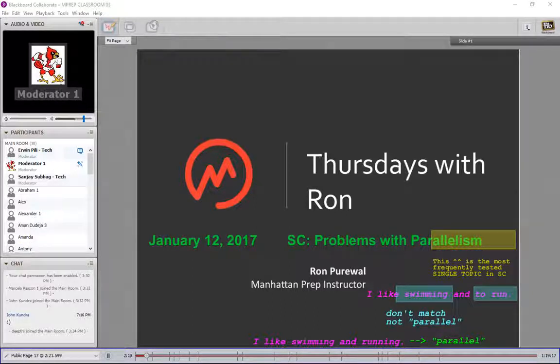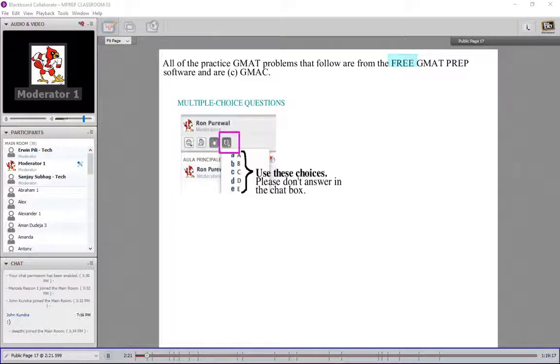Cool. All right, let's move on to some problems. Here's the copyright notice again, just so that the copyright notice shows up on the recording. These problems are all from the free GMAT Prep software.